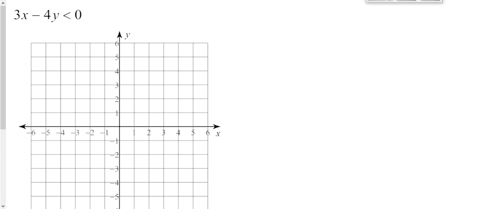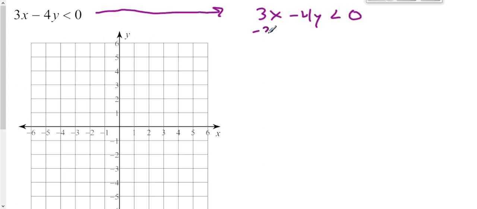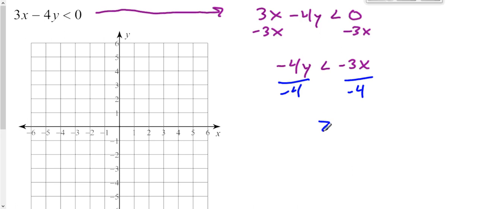Let's try another one. This time it's in standard form, so we have to do a bit of converting. First thing is I'm going to subtract both sides by negative 3x. I get negative 4y is less than negative 3x. Remember, we only flip the symbol when we multiply or divide by a negative. I am going to divide by a negative 4. Therefore, our inequality symbol has to switch, and I have y is greater than 3/4 x.